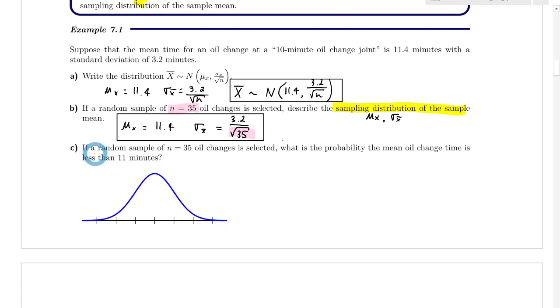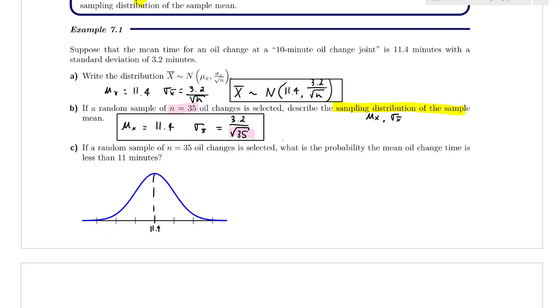The last part of this example says if a random sample of 35 oil changes is selected, what is the probability that the mean oil change is less than 11 minutes? So in this case, notice we assume normal distribution because of the central limit theorem, and we'll mark the mean as usual as 11.4. These tick marks are standard deviations away.